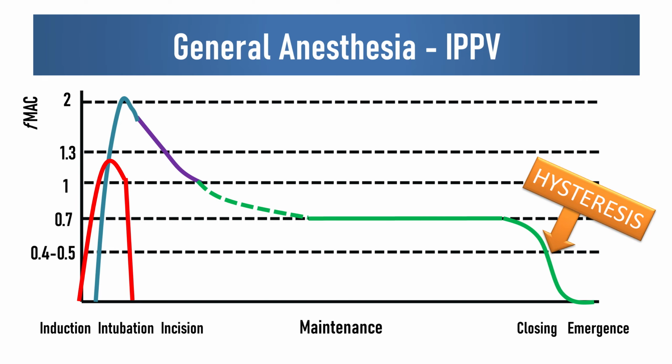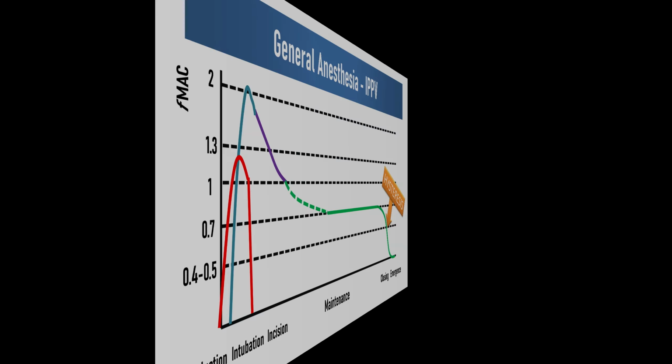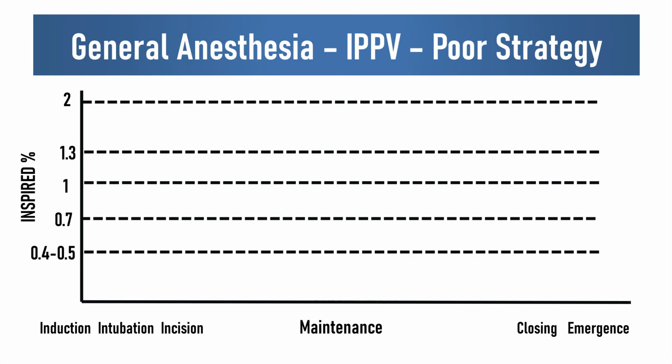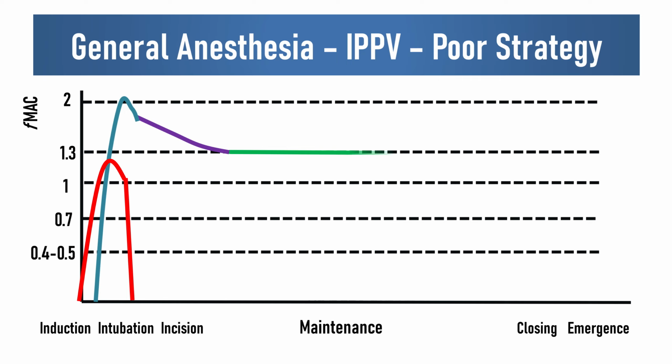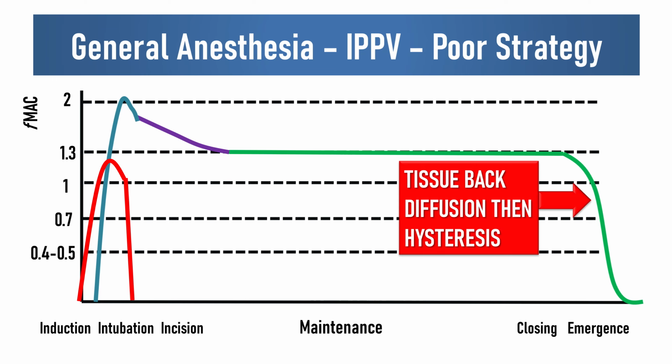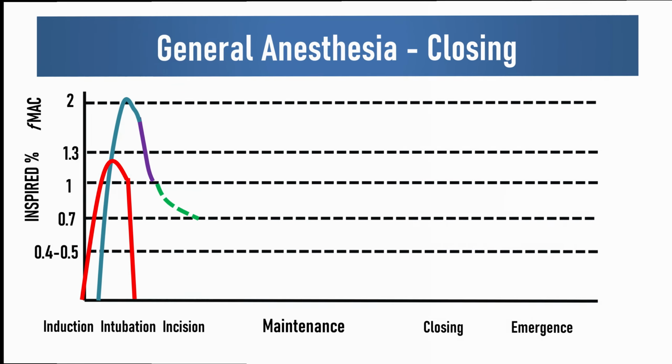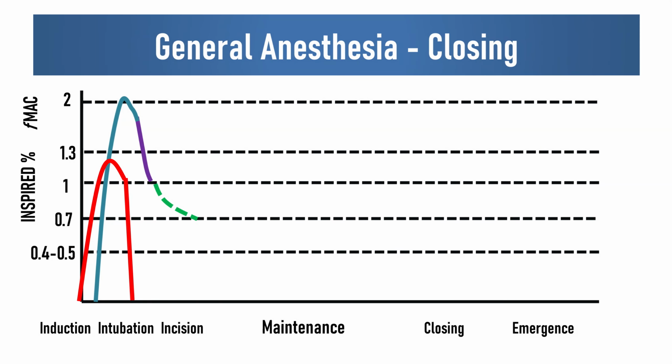if you're using balanced anesthesia. A poor strategy would involve giving the patient a high initial inspired dose of volatile agent and failing to turn the inspired concentration down. Thus, you run into big problems with tissue storage, tissue back diffusion, and then hysteresis, and the patient may be extremely slow to emerge.